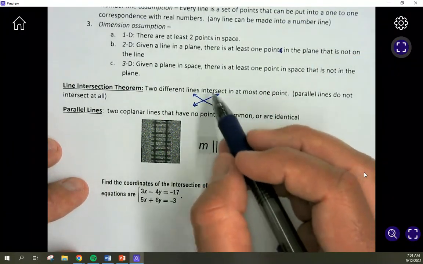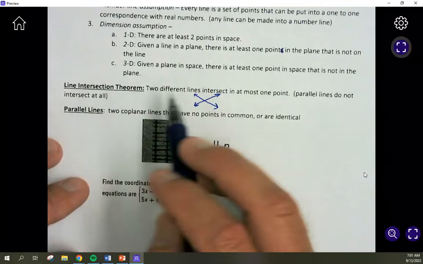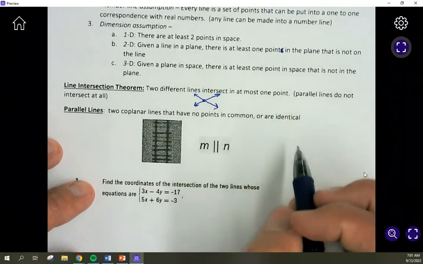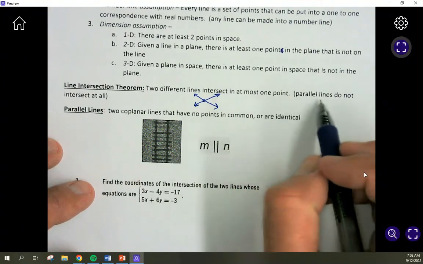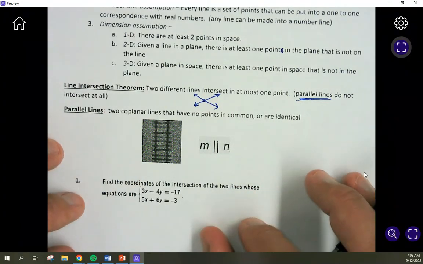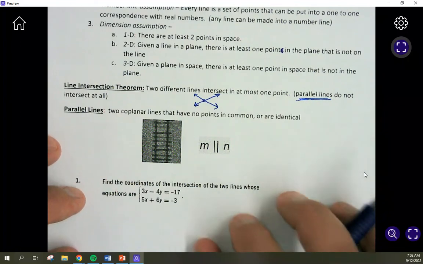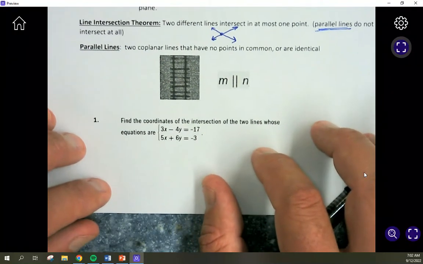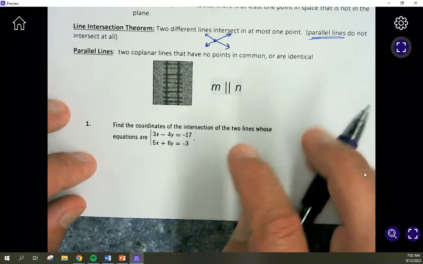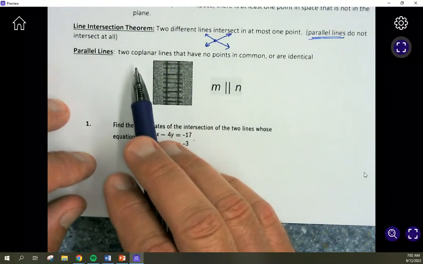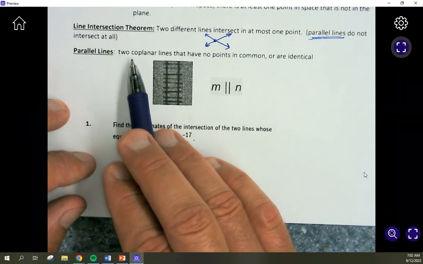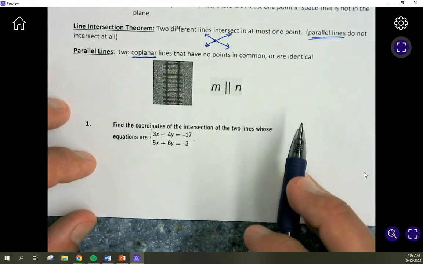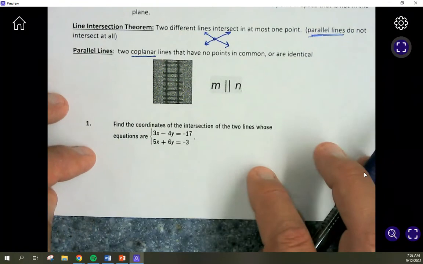Again, we saw that in graph theory, it could come back, it could curve. But we're talking about Euclidean geometry. Two different lines intersect at most at 1 point. And not every line is going to intersect. Parallel lines, which you've obviously studied before, don't intersect at all. So let's move on to them now. How can we define parallel lines? You may know what they are and can explain them, but let's relate it specifically to the things we've been talking about. They're two coplanar lines, on the same plane, that have no points in common.